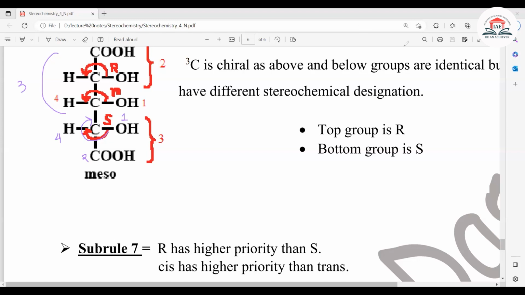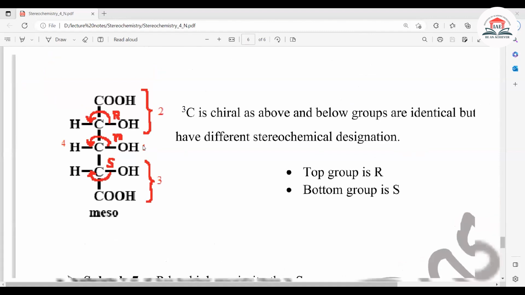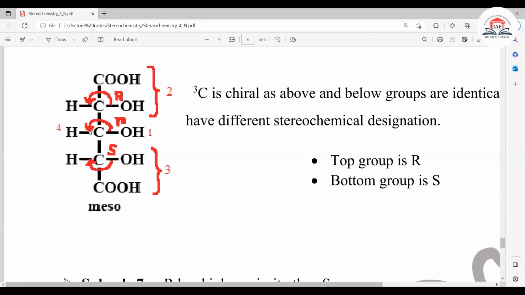Okay, so what do we see? The top group has R configuration and the bottom group has S configuration, due to which the 3C is chiral. Okay, because although it is written that the above and below groups are identical, they have different stereochemical designation. Now we are finding the configuration of the middle group.